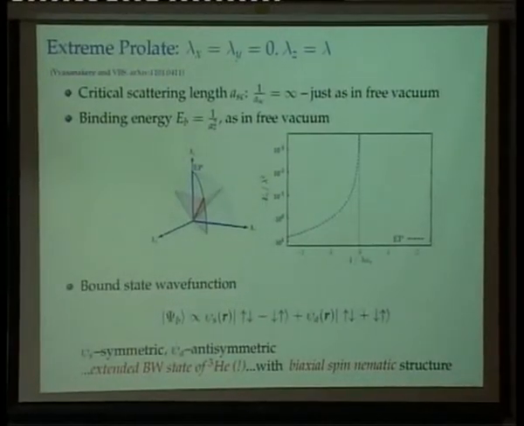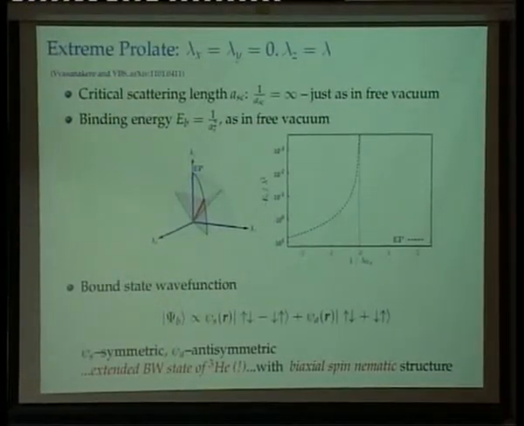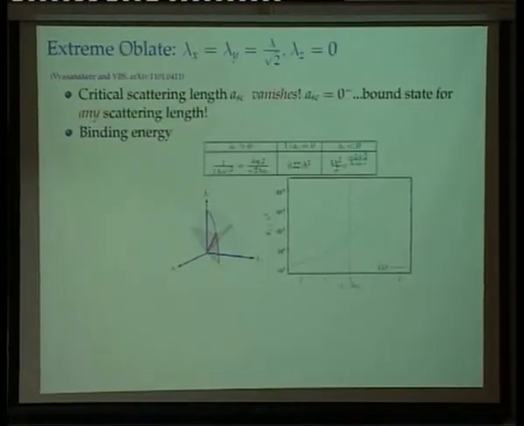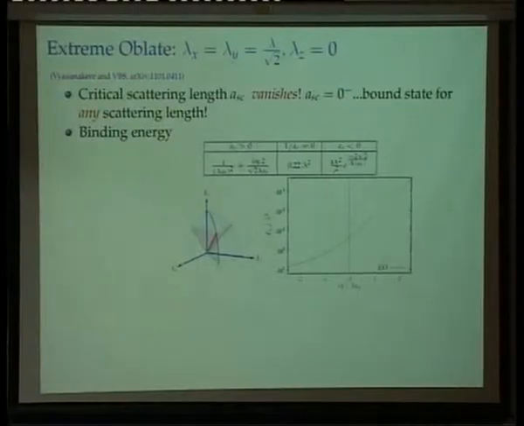And the triplet piece has this curious property that its symmetry, its spin nematicity, is similar to that of the BW state of helium. Okay, that's one interesting thing. Now I go to the extreme oblate case where I have gauge coupling in two directions, nothing in the third direction. And here's the first surprise.